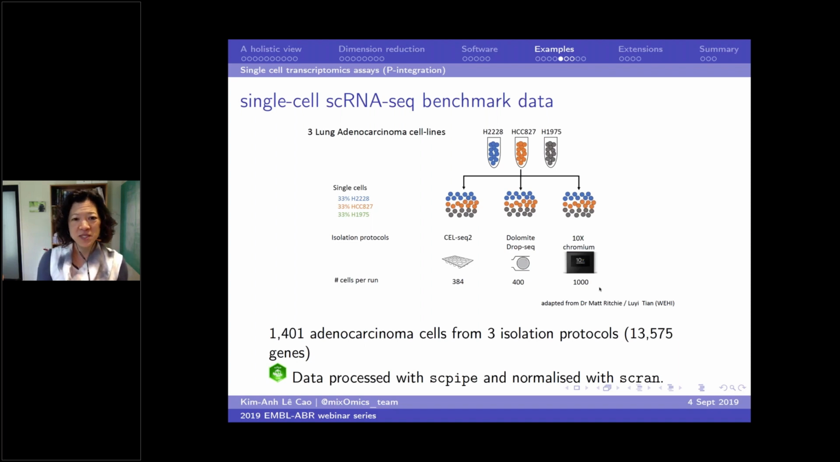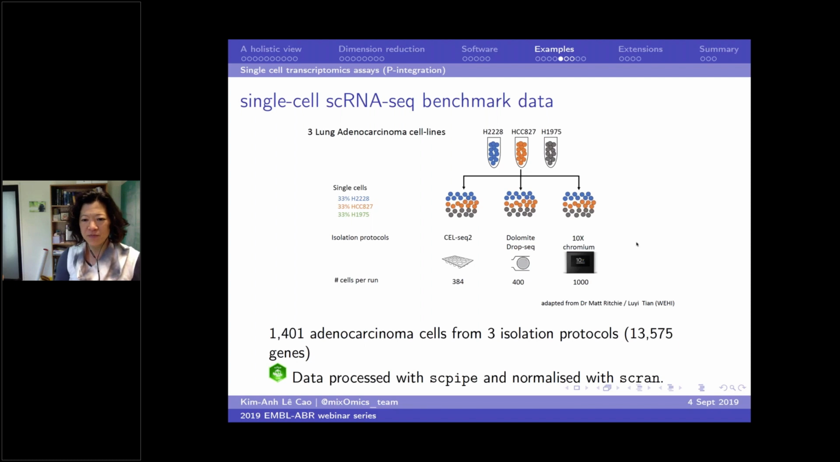This is a benchmark data set that we have generated with my colleagues from WEHI, the Walter and Eliza Hall Institute in Melbourne. Basically, we had access to 3 very well characterized cell lines. They're represented in colors here. We divided them into single cells in about equal amounts, and then we sequenced them using different isolation protocols: CEL-seq, Drop-seq, or 10x.